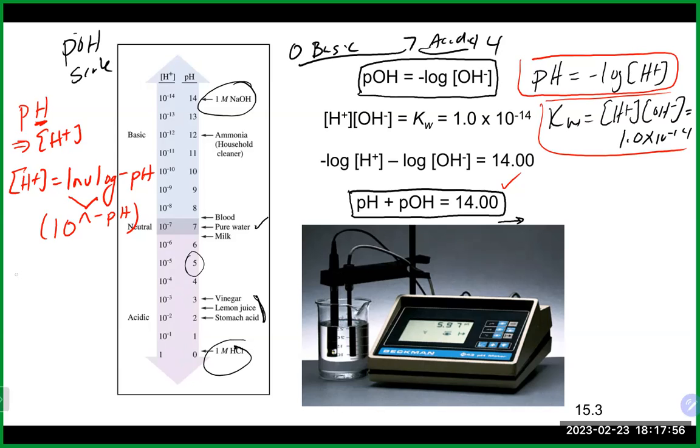If you want to calculate from the pOH, or if you're given the pOH, you could calculate the OH minus concentration. And that's basically the same calculation as the inverse log of the minus pOH. So the inverse log of the minus pOH.